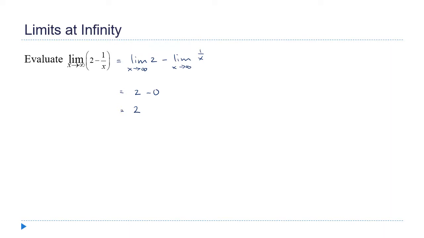Okay, and I want you to think back to your Precalculus College Algebra class, right? This would be the horizontal asymptote of this function, right? Because this function, if we look at f of x equals 2 minus 1 over x.